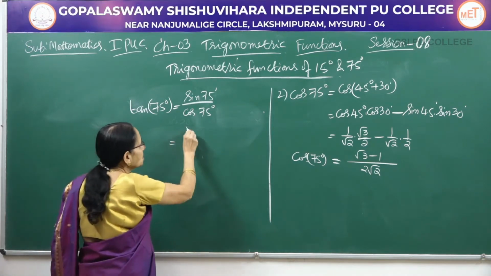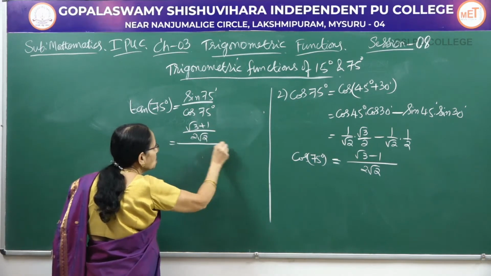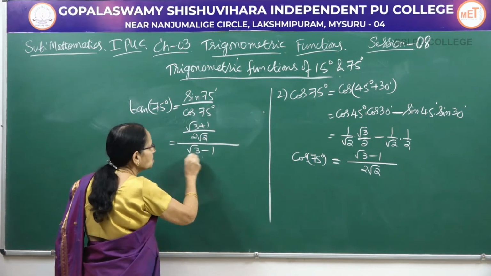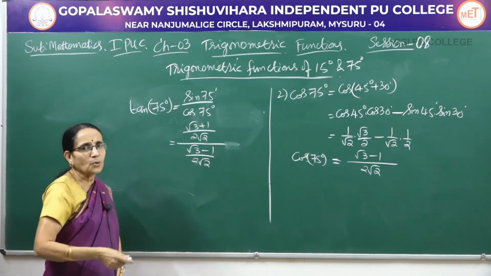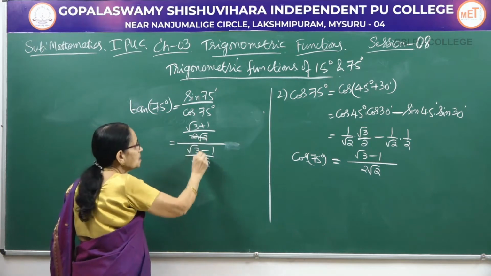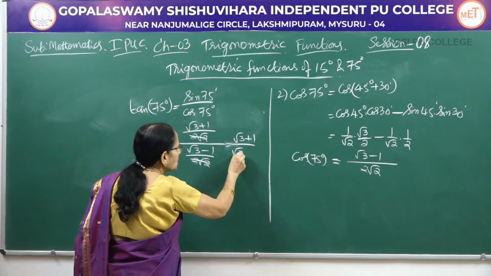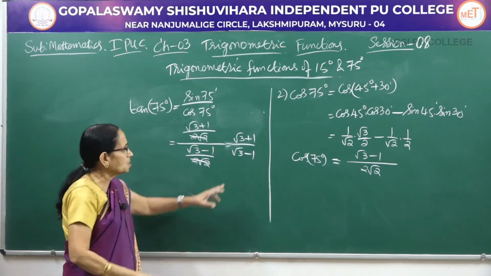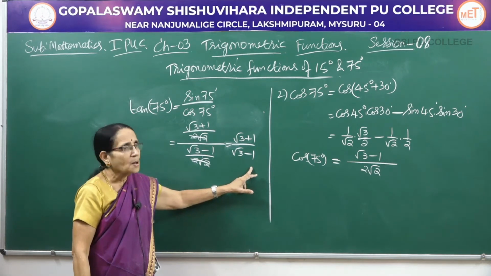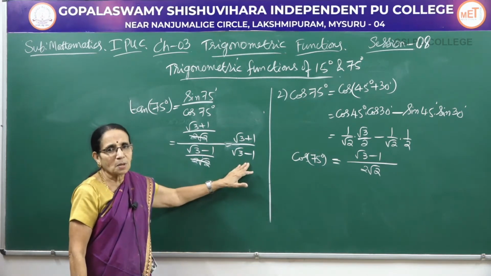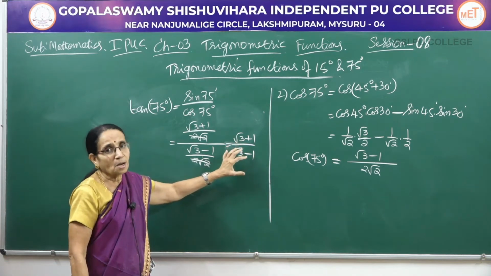Now write the value. It is root 3 plus 1 divided by 2 root 2, whole thing divided by root 3 minus 1 divided by 2 root 2. Suppose it is given for a 2-mark question, you can cancel this one. Root 3 plus 1 divided by root 3 minus 1. Don't stop here. You observe that there is an irrational quantity, isn't it? And usually we don't keep the irrational number in the denominator. We have to rationalize, then only it comes to some standard form.